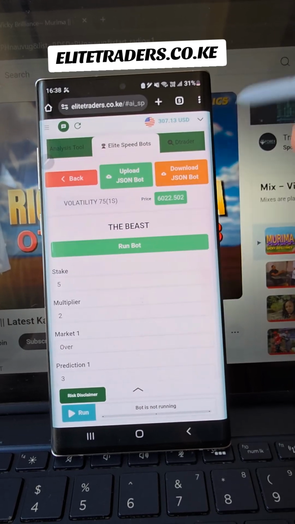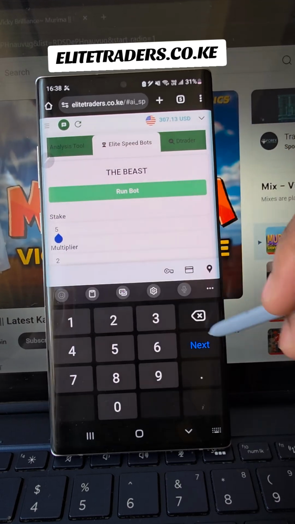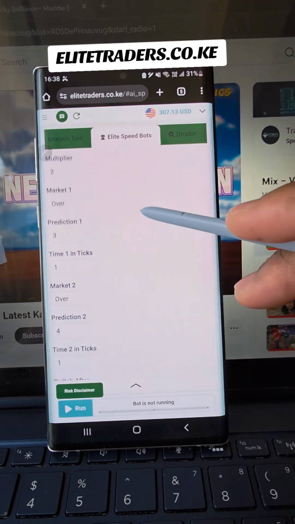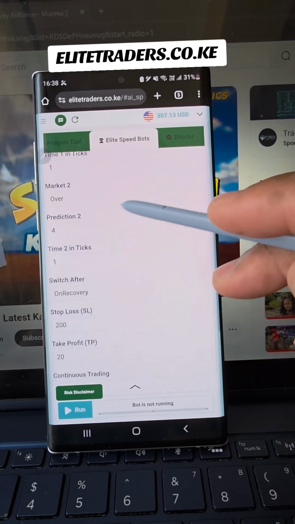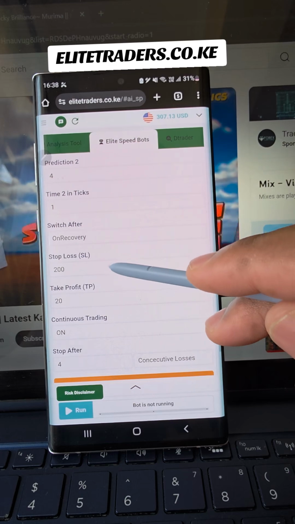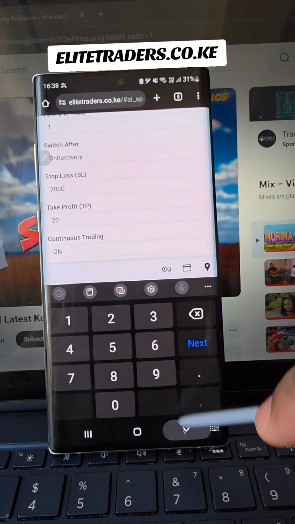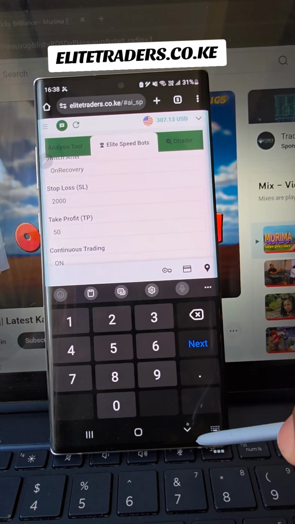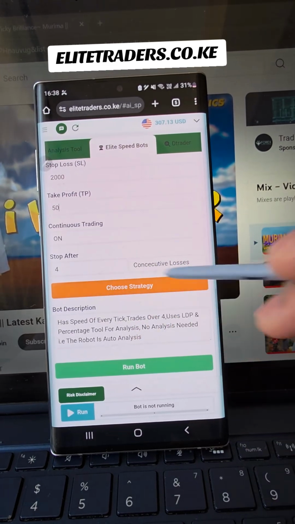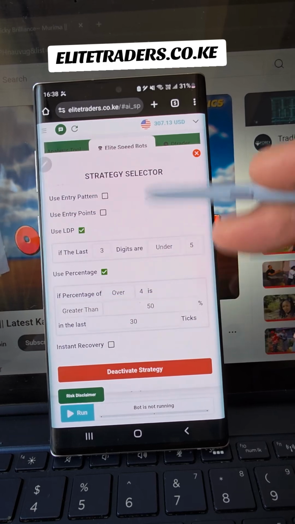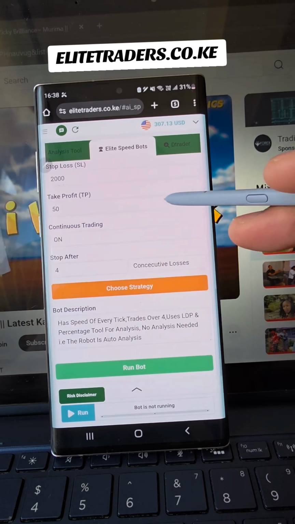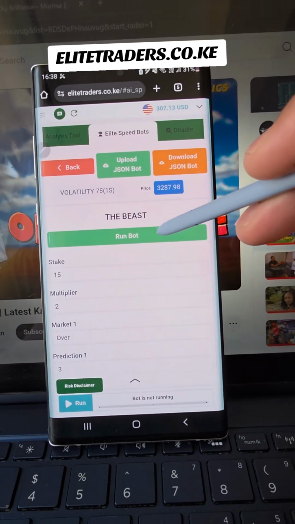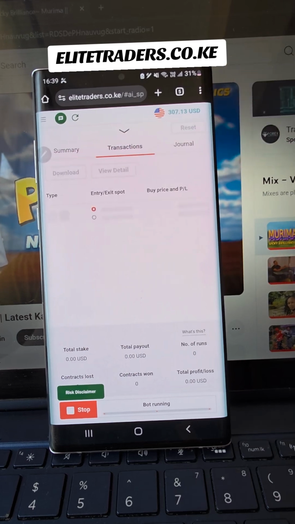Just click there to load the robot, and I want us to stake 15 USD, targeting 50 USD. Where is it? Target profit here. Stop loss, I really don't need the stop loss. Instead I'll use stop after, so we'll be targeting 50. Then for consecutive losses we stop the robot. The robot has inbuilt strategies, so no worries about that. We can still use the same default volatility. Then just click run, and let's see if we're going to hit our target profits.